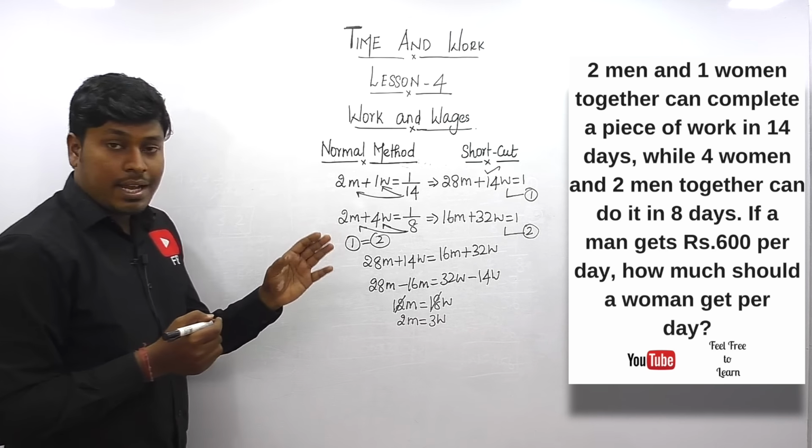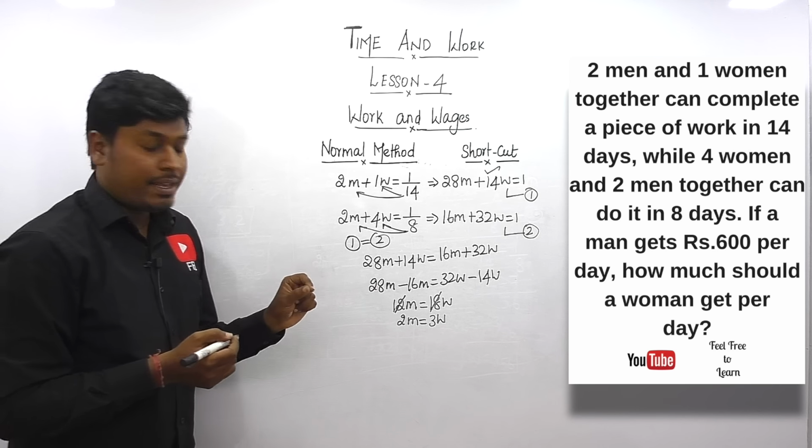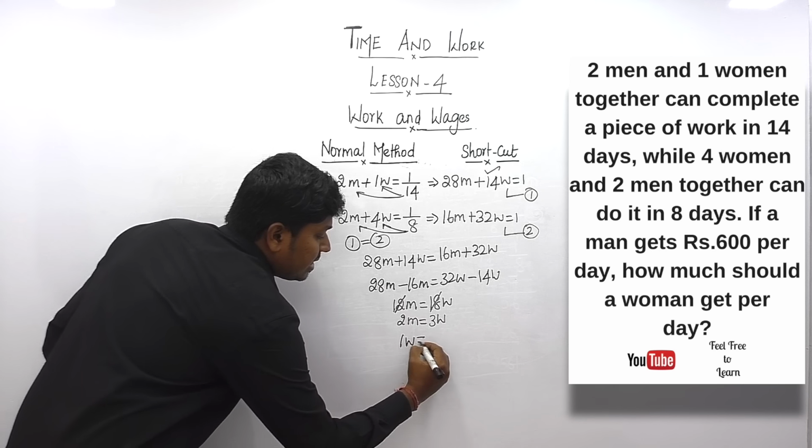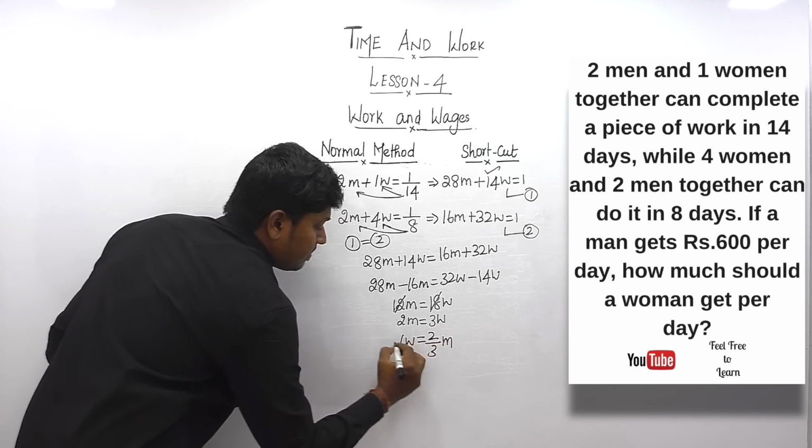So friends, here our target is to find what a woman earns per day. So we can say that 1 woman is equal to 2 by 3 of a man.